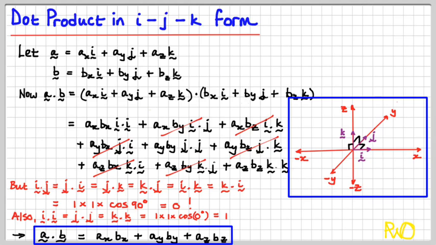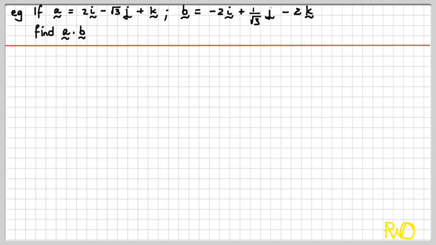We've got the fundamental one: magnitude of A times magnitude of B times cos of the angle between them, theta, and we've got this one for dot product in component form. Okay, now I think we're going to do an example. Right, what have I got here? If A equals 2i minus root 3 j plus k, and B is minus 2i plus 1 over root 3 j minus 2k, find A dot B.